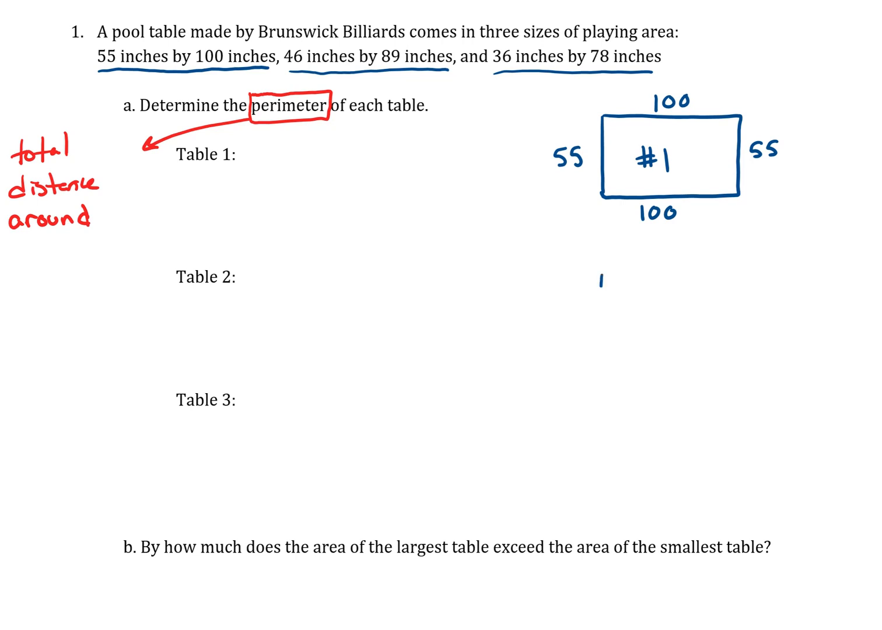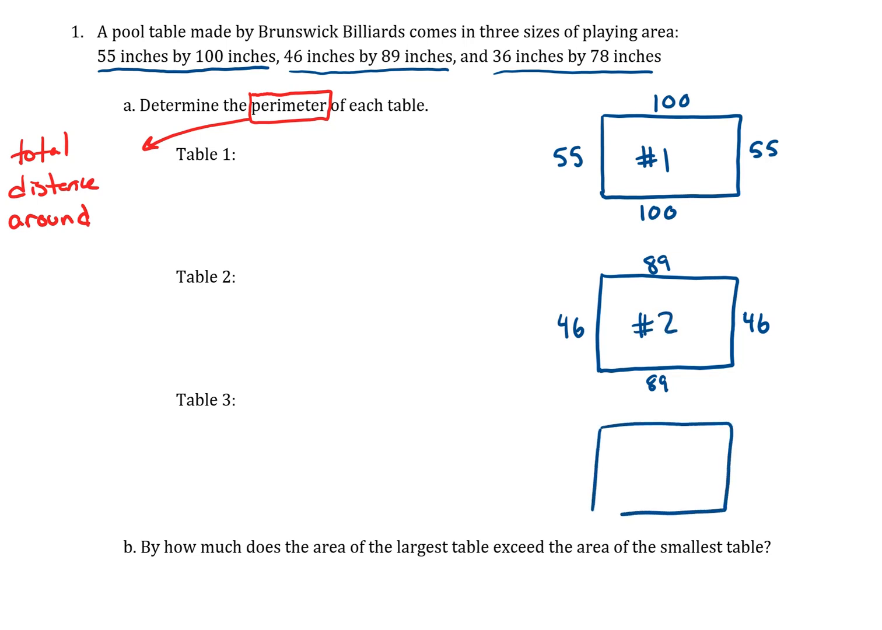Then we have pool table number 2. I'm going to just draw them the same size, even though they're different sizes. The second one is 46 by 89. So 2 sides of 46, 2 sides of 89. And this is pool table number 2. And for table number 3, 36 by 78.